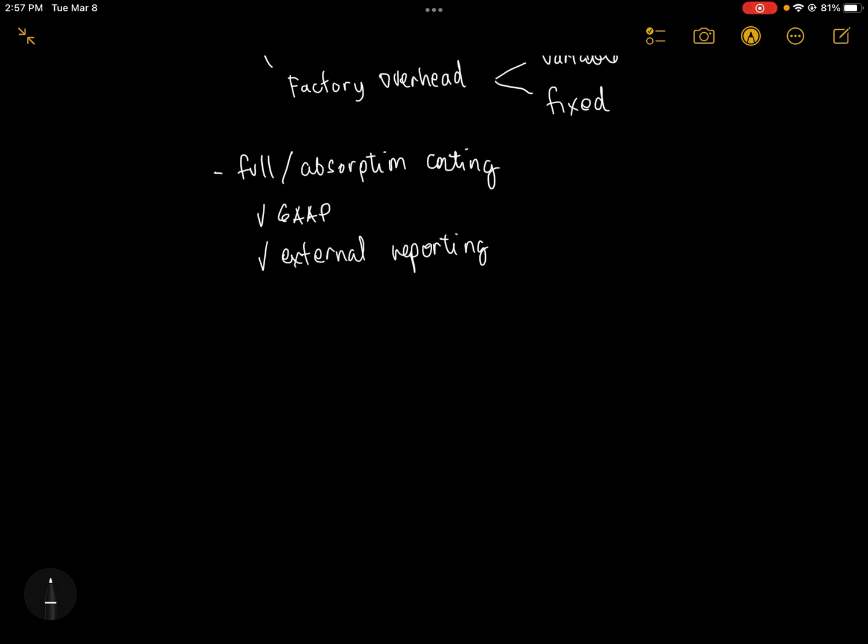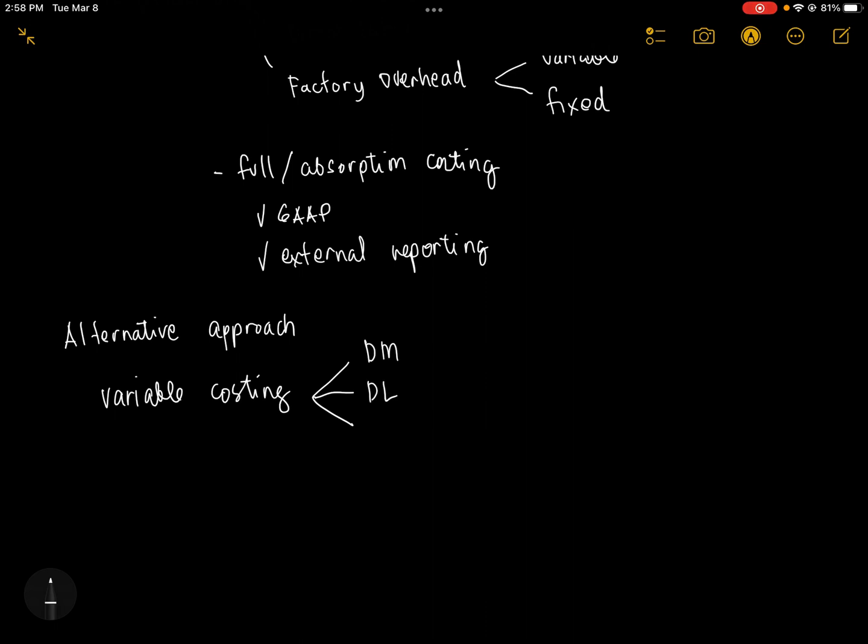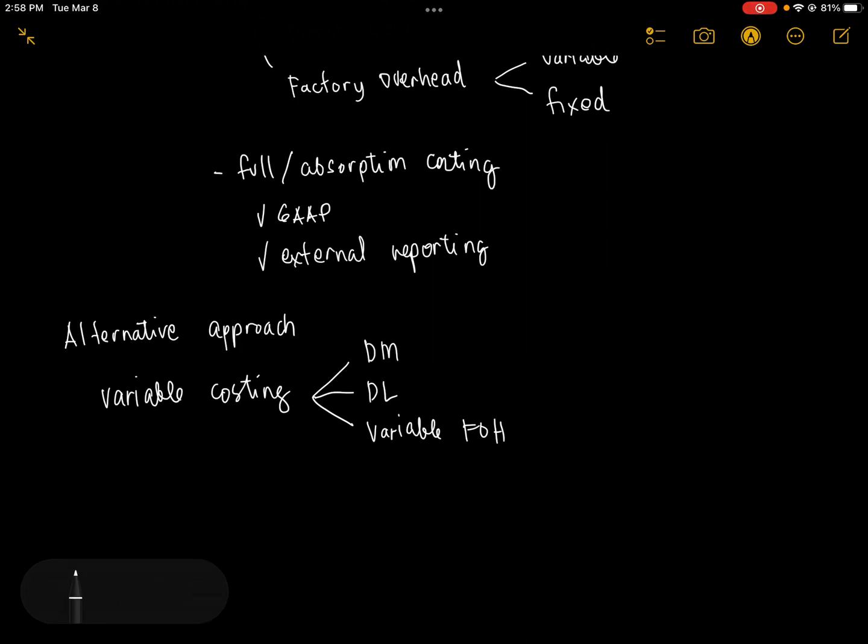However, there is an alternative approach in the computation or in the costing of products. Under this alternative approach, which is known as variable costing, the components that will be part of the cost of the product are our direct materials, our direct labor, and the variable component of our factory overhead. And so, having said that, the fixed factory overhead is not included.